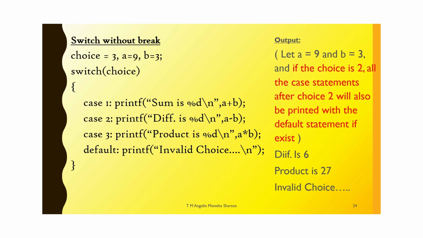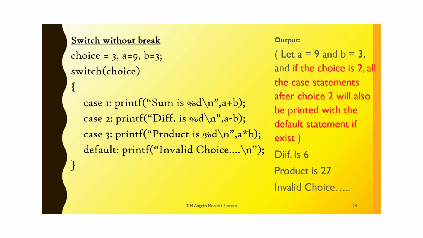You have to make a note in this program that the value of choice is changed from 2 to 3. So now this choice is matching with case 3, and the statement printf product is will be printed on the screen with the value of the product 9 into 3, which is nothing but 27.